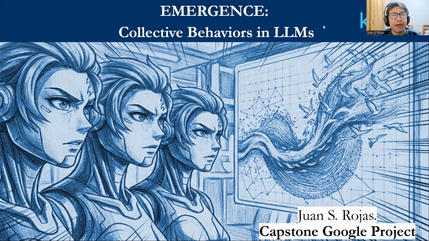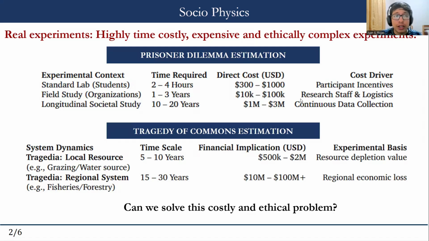Emergence: collective behavior in large language models. There are a lot of really useful models in sociophysics. However, implementing these experiments is highly time costly, expensive, and ethically complex.